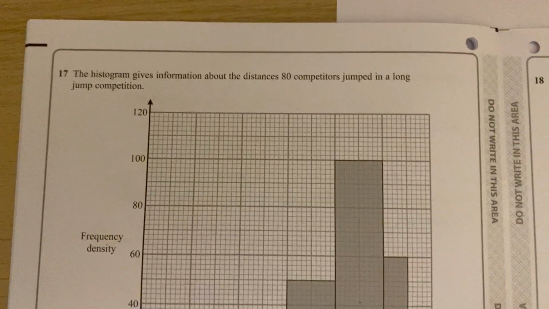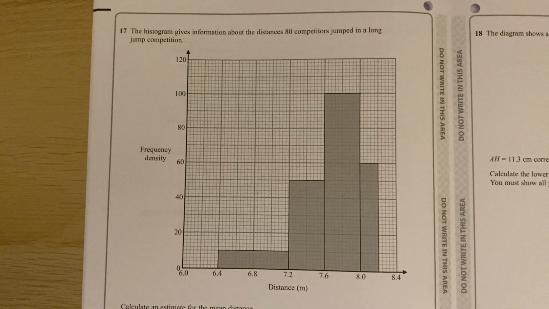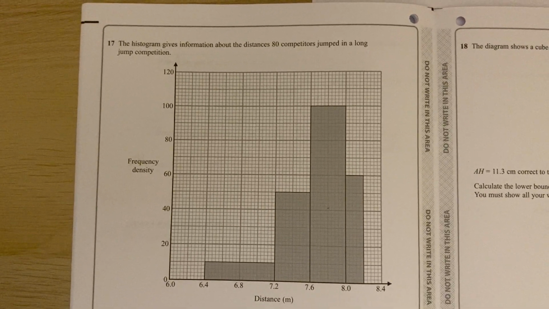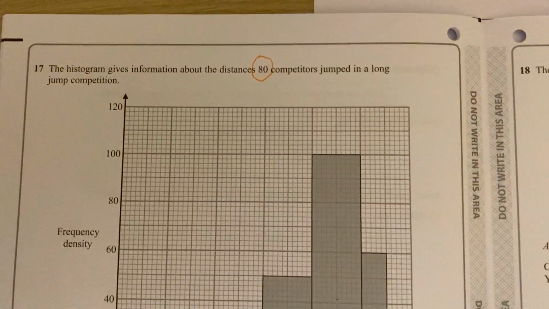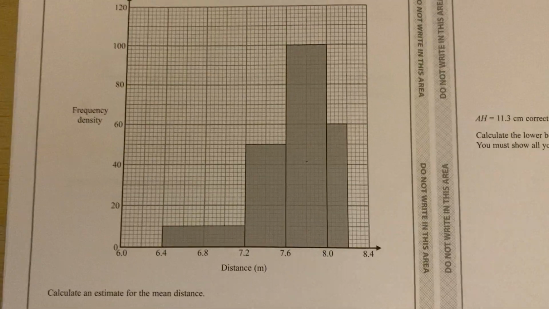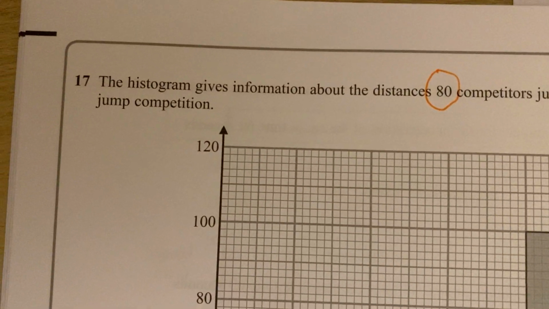Right, near the end, guys. Question 17, huge question. It says the histogram gives information about the distances 80 competitors jumped in a long jump competition. Highlight that, 80. Now we've got the words frequency density and histogram.